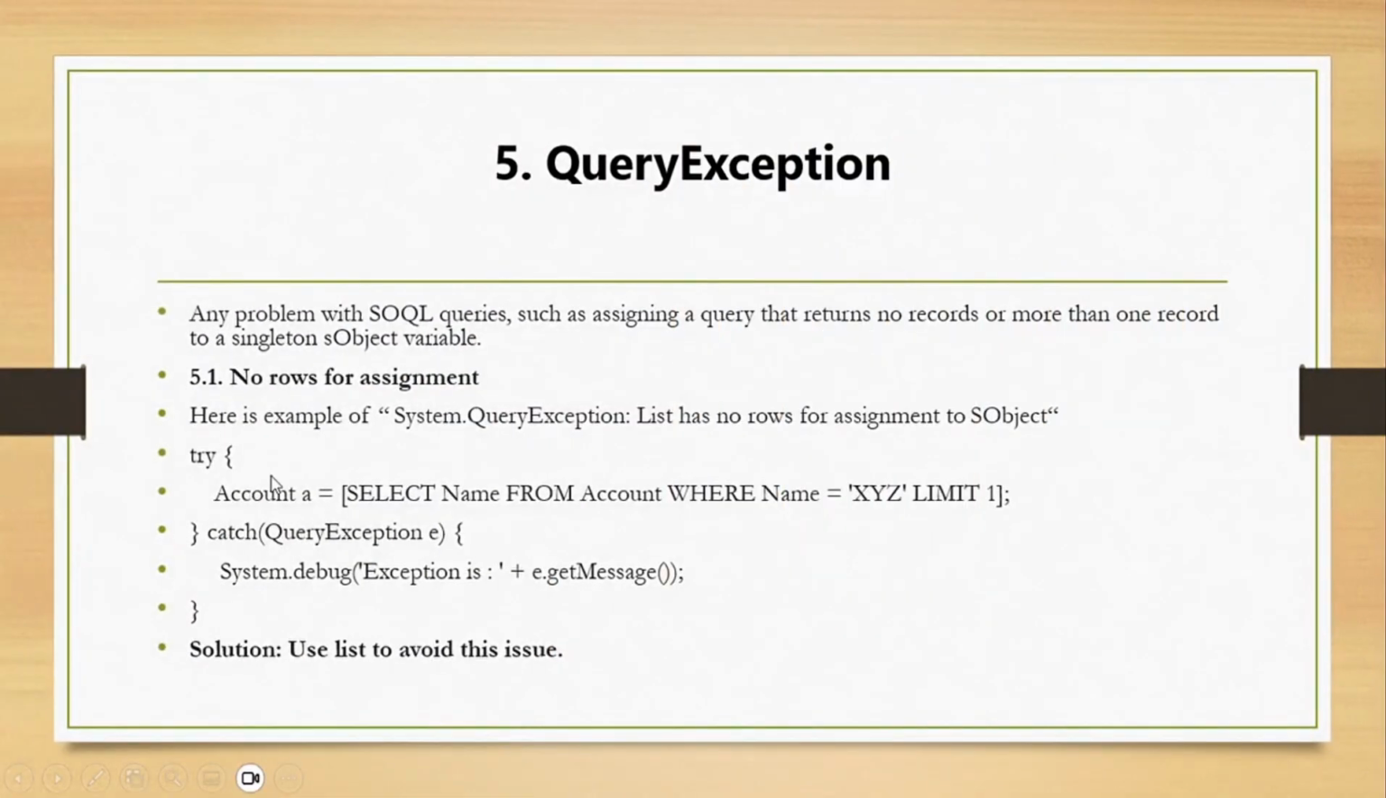Query exception. Any problem with SOQL queries, such as assigning a query that returns no record or more than one record to a single SObject variable. Here is an example of System.QueryException: List has no rows for assignment to SObject, that is Account a = select Name, Id from Account where XYZ limit 1. Use a list to avoid the issue.